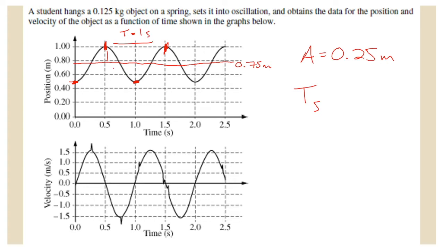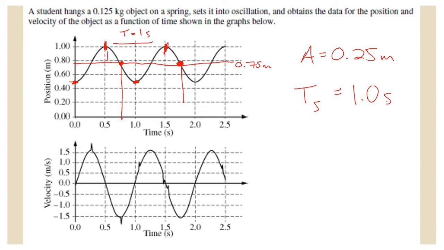Or you can go from 0 to 0, like here, which looks to be at about 0.75 seconds, and then to the next one here at 1.75 seconds. And of course, if you're going from 0.75 to 1.75, the period is going to be 1.0 seconds.